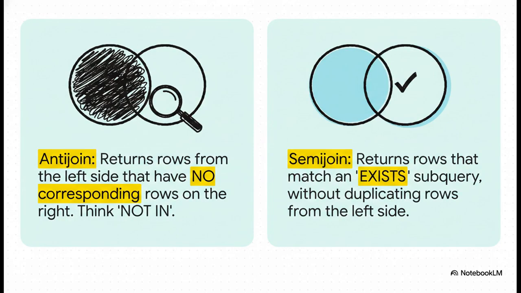And here are a couple of other really slick, high-performance tools. An antijoin is basically for finding the loners. It answers questions like, show me all the departments that have 0 employees. It's like a super clean not in. A semijoin, on the other hand, is like an existence check. It answers, just tell me which departments have at least 1 employee. And the really cool part is, it won't show you the same department over and over, even if it has 100 employees. It's a super efficient way to see what exists.